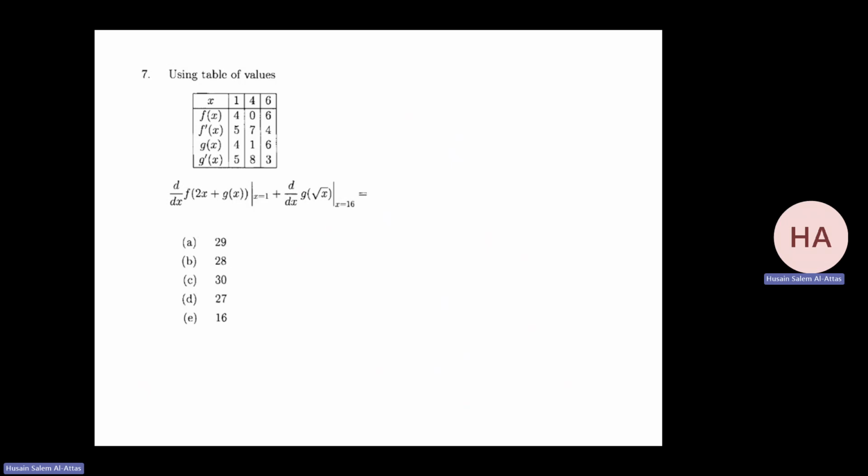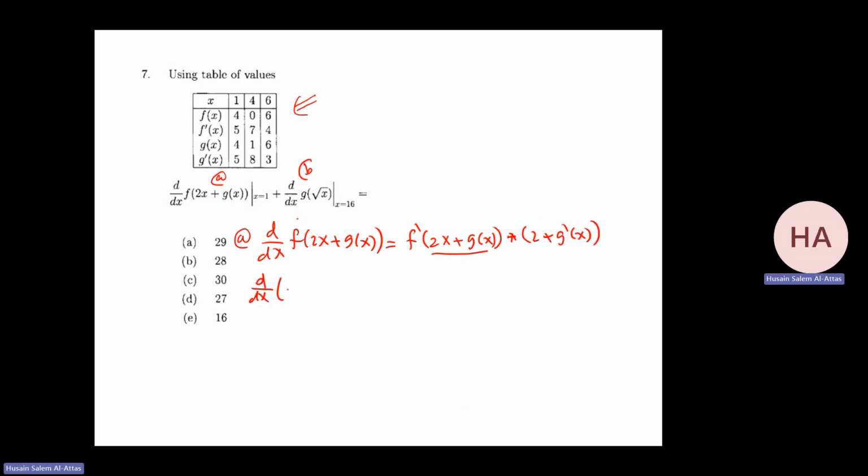Now, he wants to find the derivative, but he wants to get the information from the table. Okay, so let me do this one first, call it A, and call this B. What is A? D over dx of f of 2x plus g of x. Chain rule, that will be f prime of 2x plus g of x times the derivative of this, which is 2 plus g prime at x. Now we need to find this at x equal 1. It means I'll substitute x equal 1. So that will be f prime of 2 plus g at 1 times 2 plus g prime at 1.